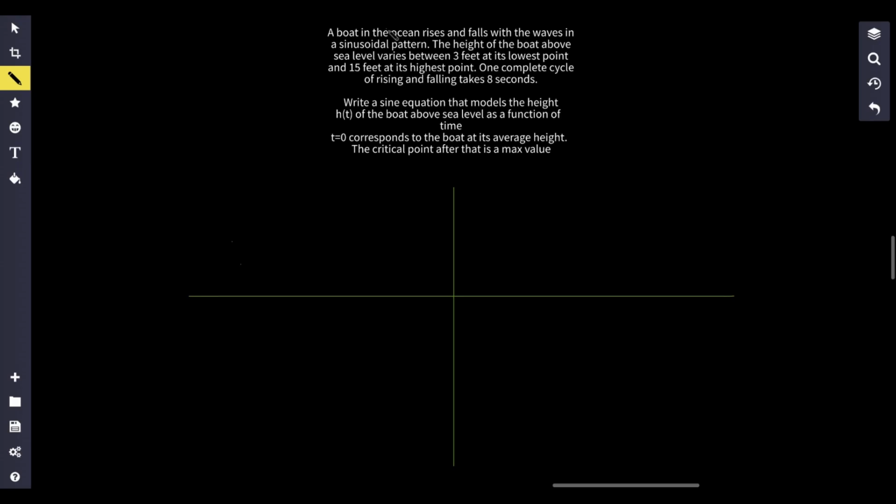A boat in the ocean rises and falls with the waves in a sinusoidal pattern. The height of the boat above the sea level varies between 3 feet at its lowest point, so 3 represents our minimum value, and 15 feet at its highest point, so 15 is our maximum value. One complete cycle of rising and falling takes 8 seconds. If it's talking about one complete cycle, we know that one cycle represents the period. So 8 seconds. Let me just write this down.